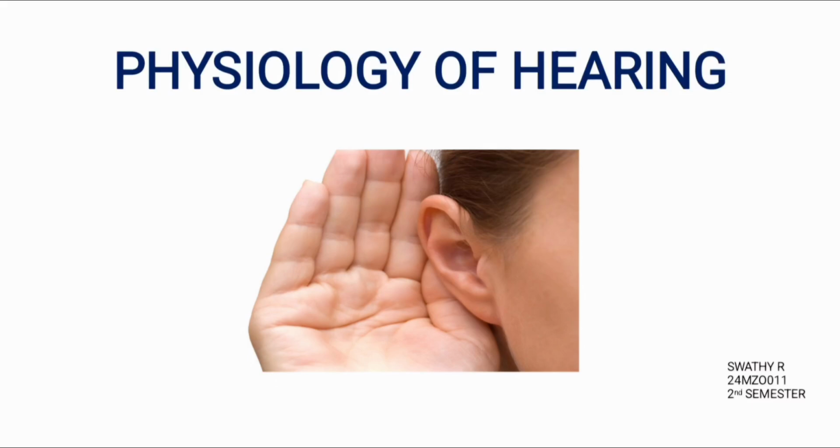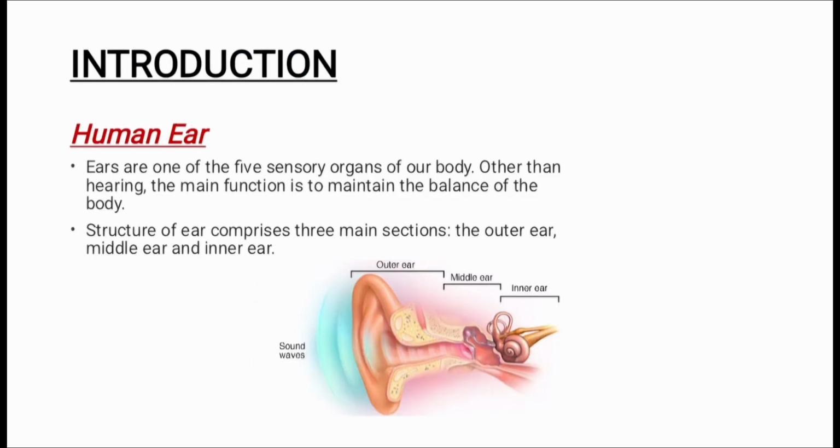Hi all, in today's session we are going to learn about the physiology of hearing. So, hearing, we all know that the ear is one of the five sensory organs of our body, and it helps with hearing. Other than hearing, the main function of the ear is to maintain the balance of the body.